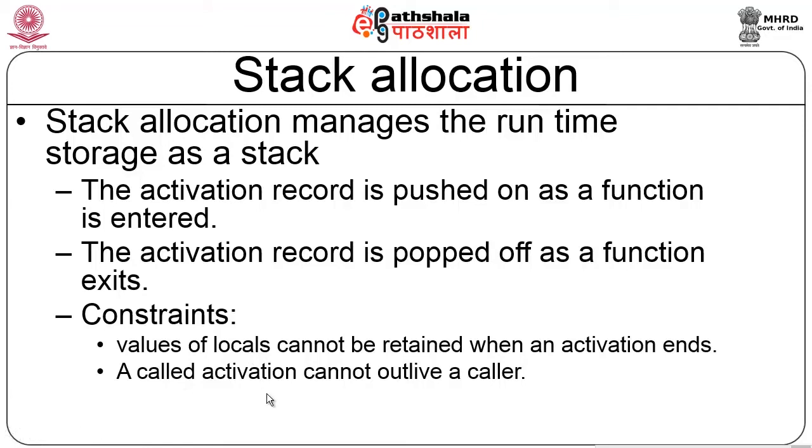So when A calls B, if B creates some variable, and A wants to refer to the address of that variable, that cannot happen, because once B returns, the address which B has created is gone. So therefore A cannot access that. That is the problem here, because the called activation cannot outlive a caller.